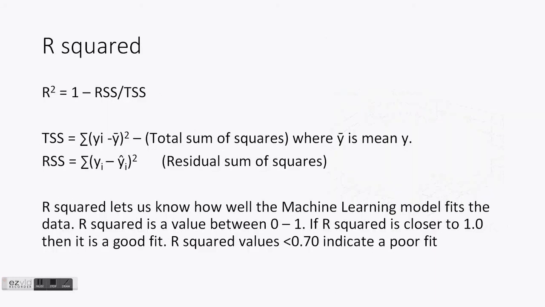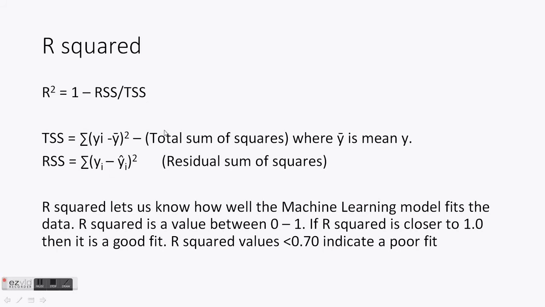fit for our model. A way to measure how well our model fits: one is, as I said, we have to find the lowest cost. But after having found the lowest cost, we also need to make sure that our model is a good fit. And the way we do that is there's a measure called the R squared, and the R squared is given by this equation: 1 minus residual sum of squares divided by total sum of squares.